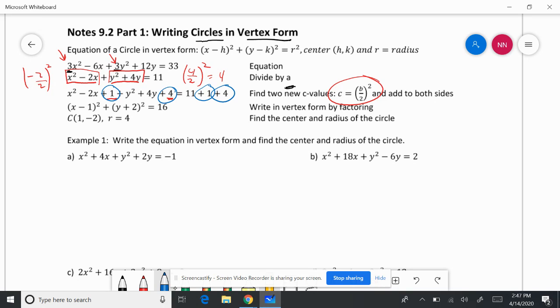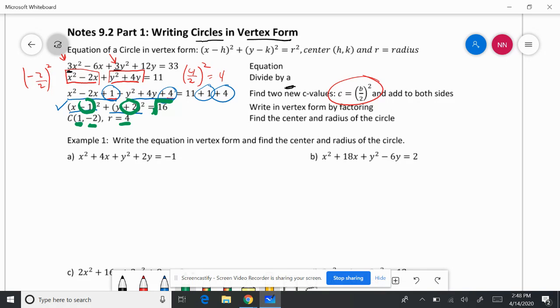Now we're going to factor each of our trinomials, and we get our square binomials. This right here is our circle in vertex form. How we find the center of the circle is the opposites. So we have negative 1, this is 1, positive 2, this is negative 2, and our radius is the square root. So the square root of 16 is 4.